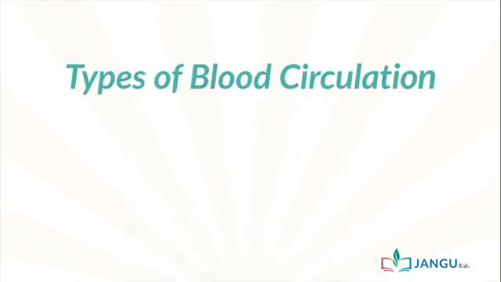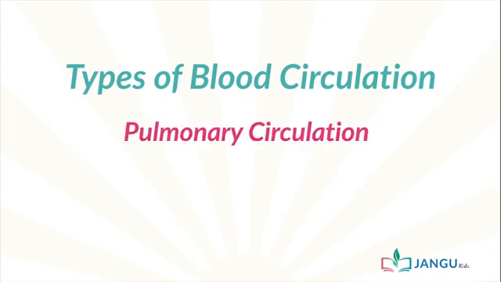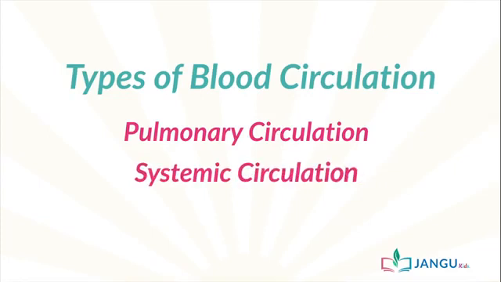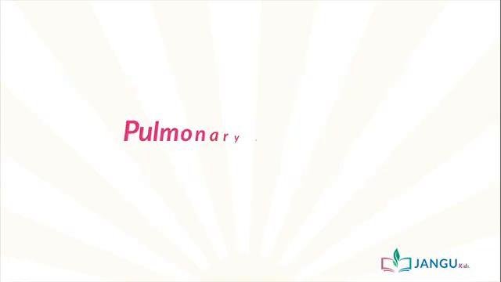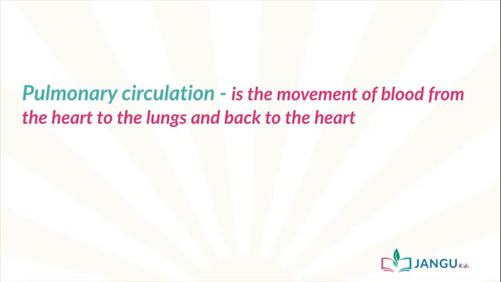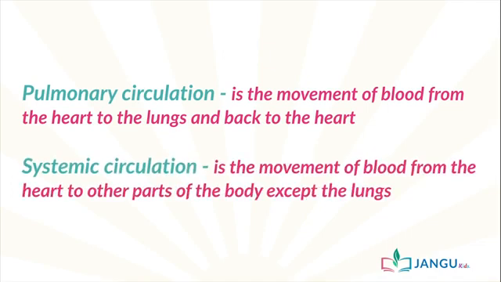There are two types of blood circulation, namely pulmonary circulation and systemic circulation. Pulmonary circulation is the movement of blood from the heart to the lungs and back to the heart. Systemic circulation is the movement of blood from the heart to other parts of the body except the lungs.